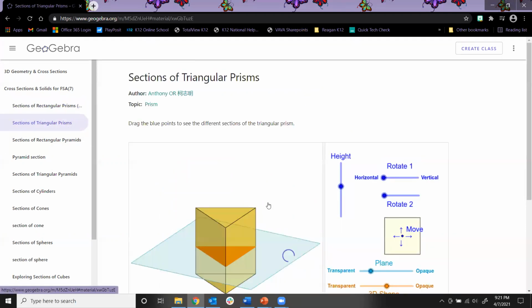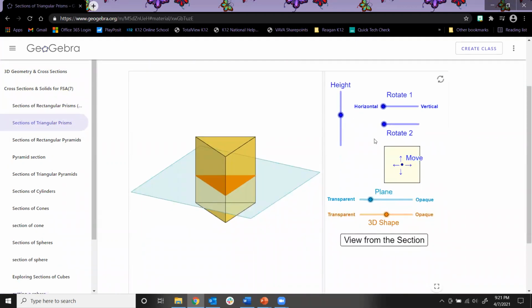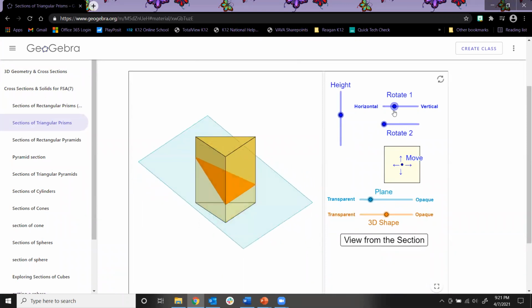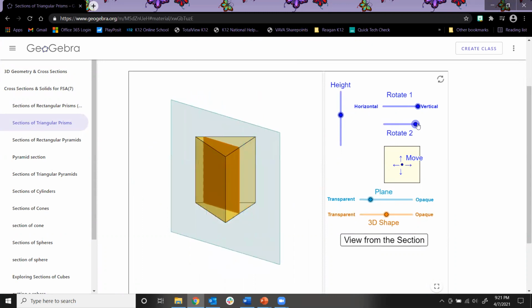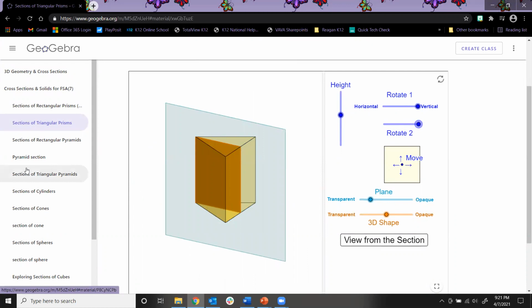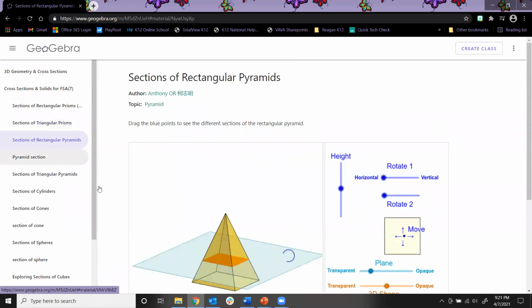You can play around with the different prisms. Will every cross section here be a triangle? No, not every cross section will be a triangle. Maybe the cross section could be a quadrilateral, maybe a trapezoid, maybe a rectangle. And rotate it around. Okay, so you can go ahead and play around with the different cross sections on that website. You can definitely use this as a visual.